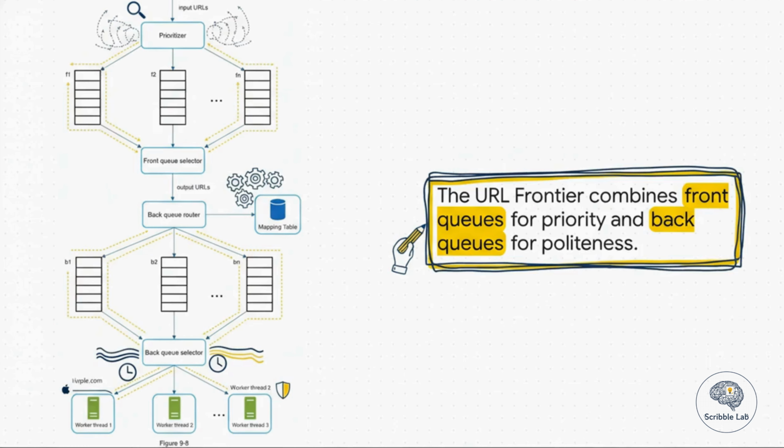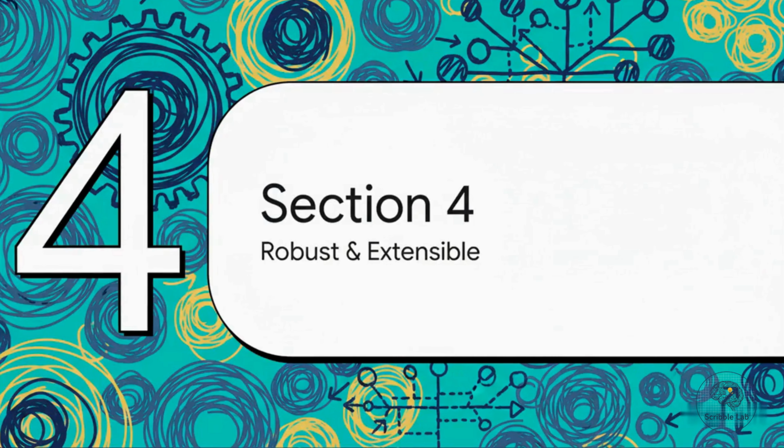Then each downloader worker is mapped to a single back queue. This guarantees we only hit one website at a time, very politely. It's just an incredibly elegant solution to a really tricky problem. Okay, so we've got the core logic sorted. But now we have to talk about making this entire system tough enough to run 24/7 without breaking and flexible enough to adapt to whatever the future throws at it.